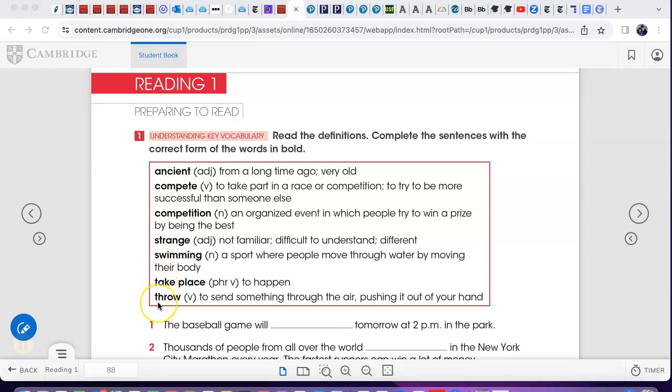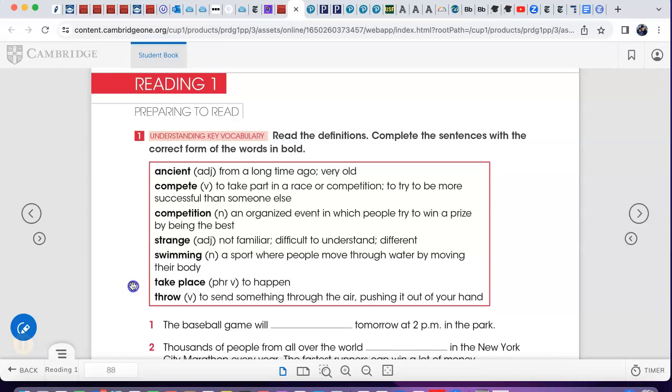Remember to make that TH sound, especially when it's the initial consonant sound, the initial sound in a word, you want to put your tongue between your teeth. Stick your tongue out a little bit and then put it between your teeth and then gently blow air. Throw. All right, those are our key vocabulary terms.